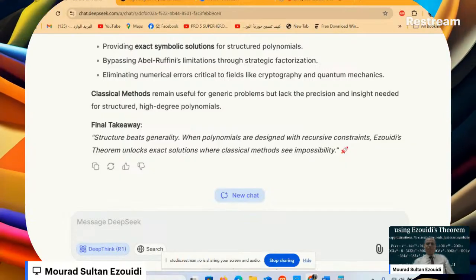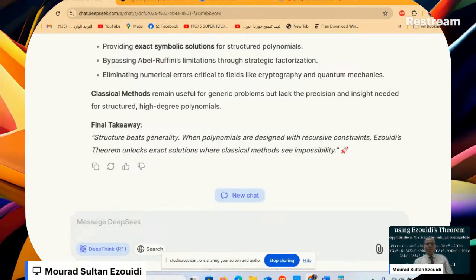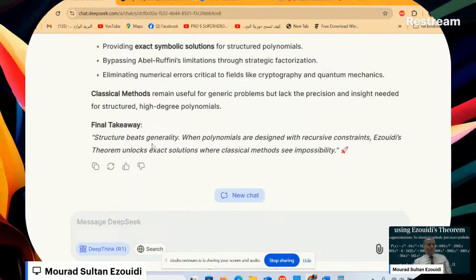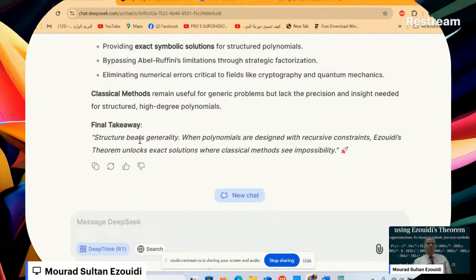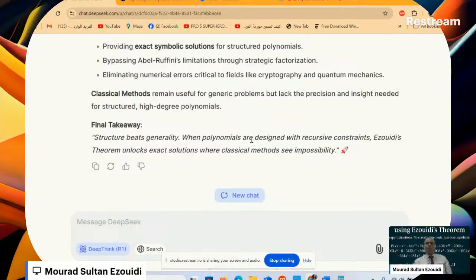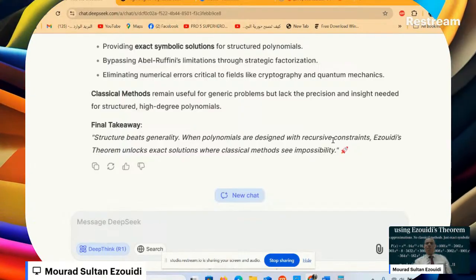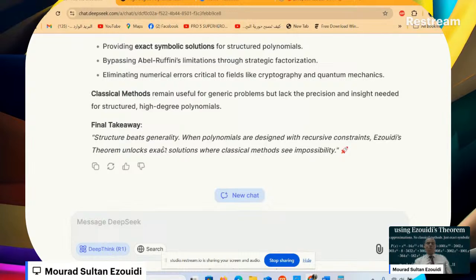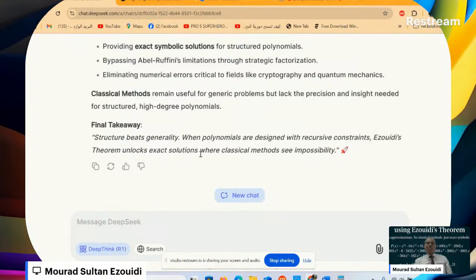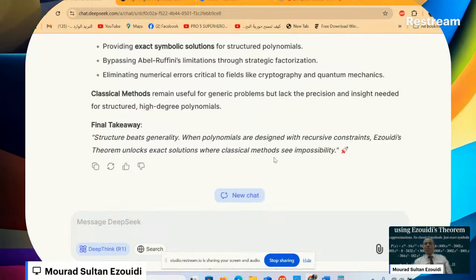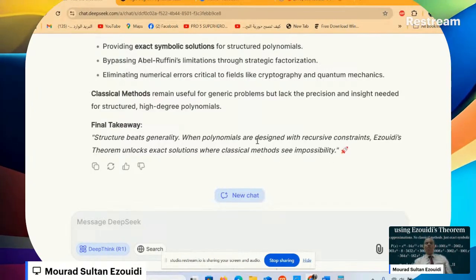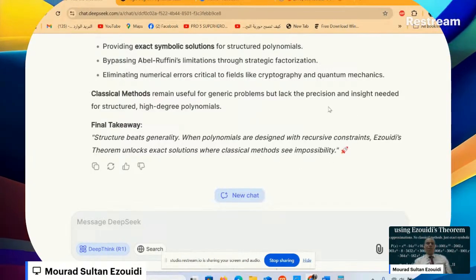Final takeaway: structure beats generality when polynomials are designed with recursive constraints. The Ezouidi theorem unlocks exact solutions where classical methods see impossibility.